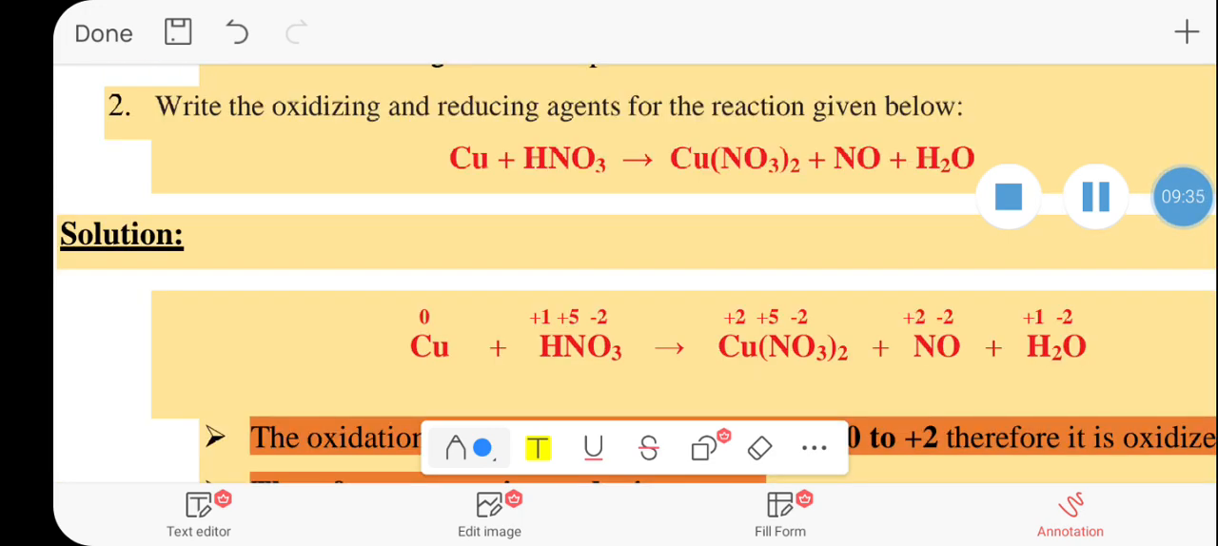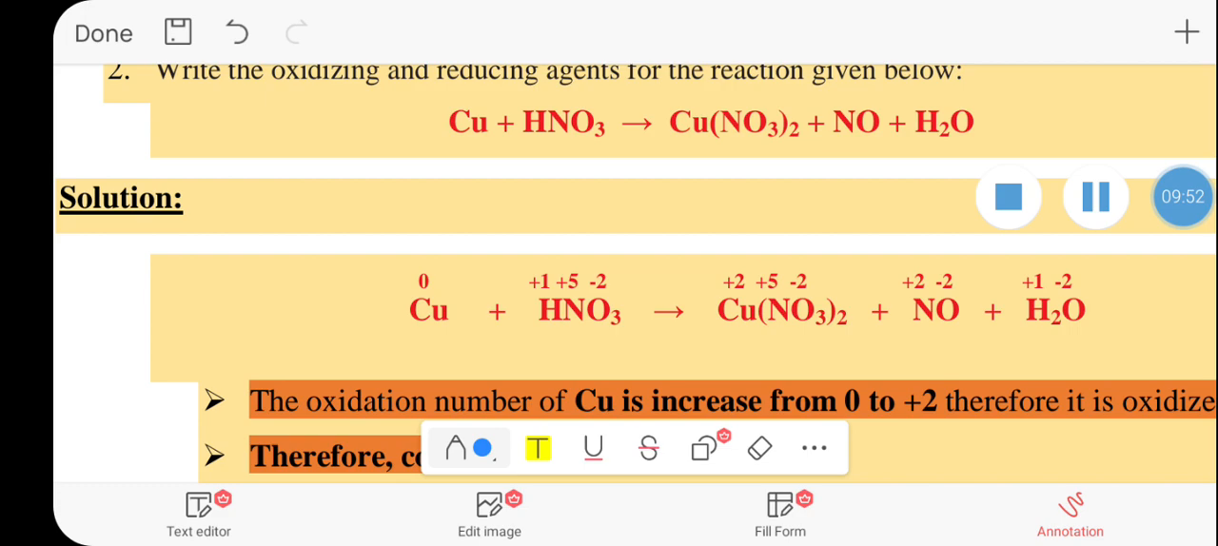Example 2, write the oxidizing and reducing agent for the reaction given below. Copper reacts with nitric acid to produce copper nitrate, nitrogen monoxide and water. In this reaction, the oxidation number of copper in the reactant side is 0. However, in the product side it is +2. Therefore, copper is oxidized because it increased from 0 to +2.